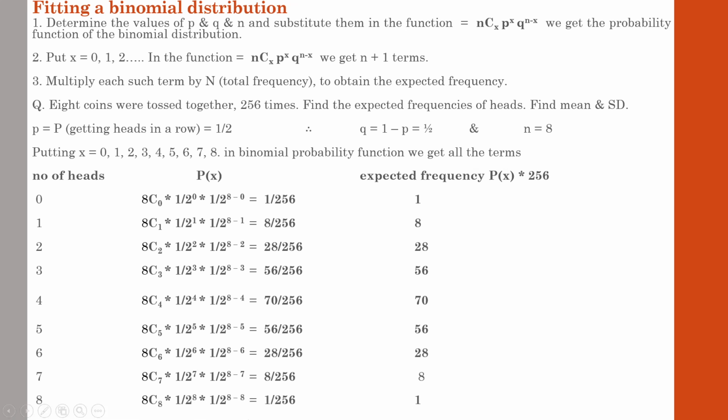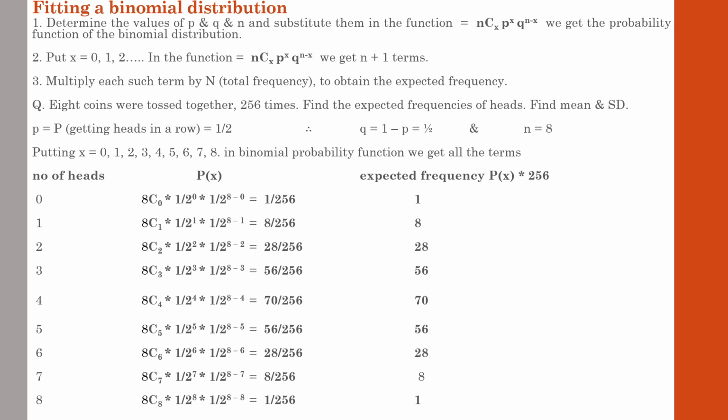And finally, 8C8 into 1 by 2 raised to 8 into 1 by 2 raised to 8 minus 8, it is 1 by 256. If you multiply it with 256, you will get 1. So this is how you have to find the expected frequency. Whenever you are asked to find the expected frequency, or how to fit a binomial distribution, you have to follow all these steps.